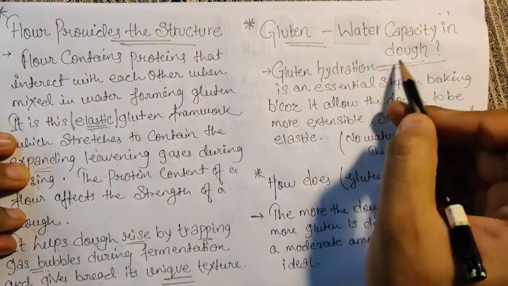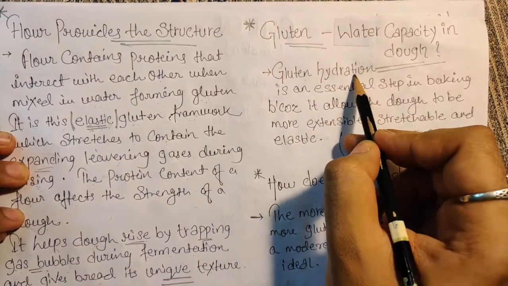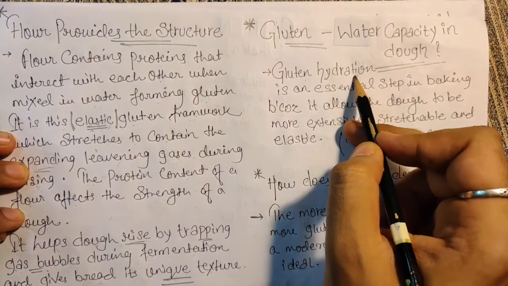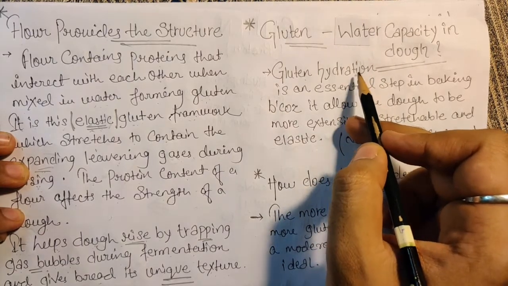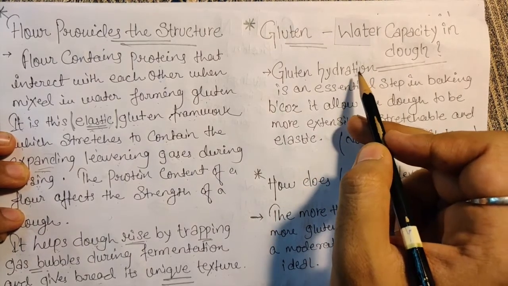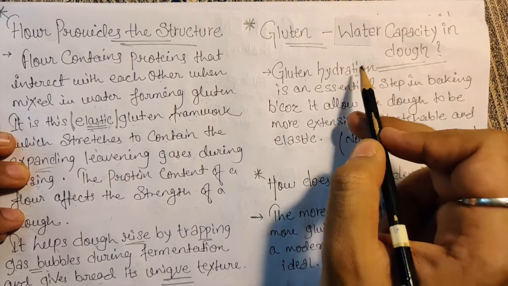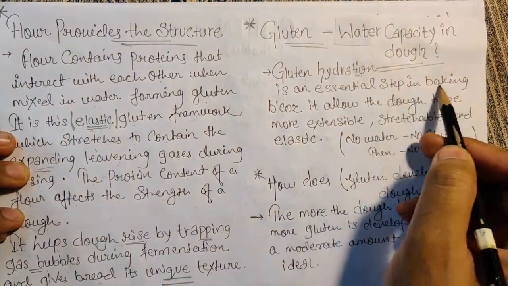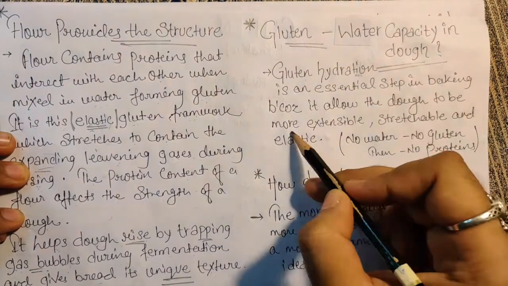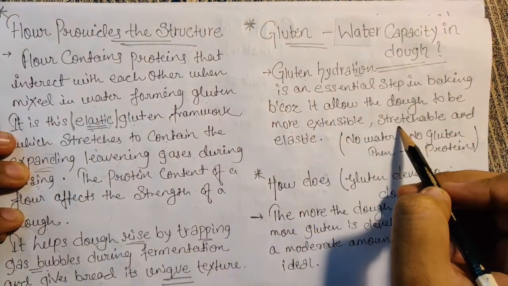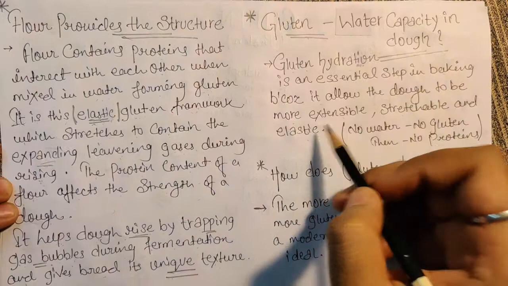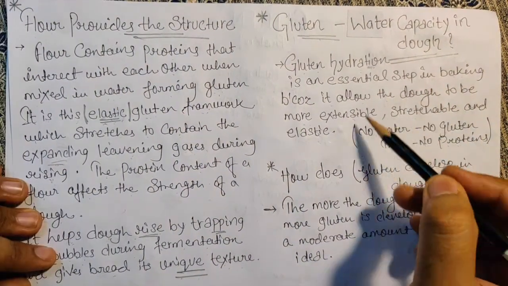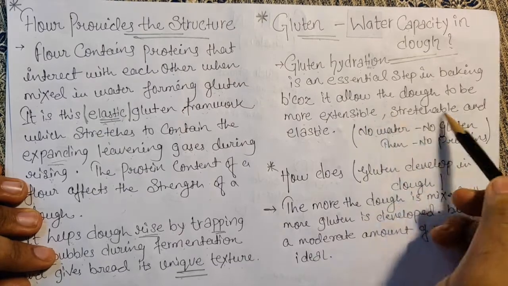Gluten water capacity in dough. Gluten hydration. This is very important, right? A proper hydration is required to form gluten, or you can say elasticity, or the strength of the dough, right? Gluten hydration is an essential step in baking because it allows the dough to be more extensible, strong, and elastic, right? No water, no gluten, then no protein. A proper amount of water is required to perform these three things.